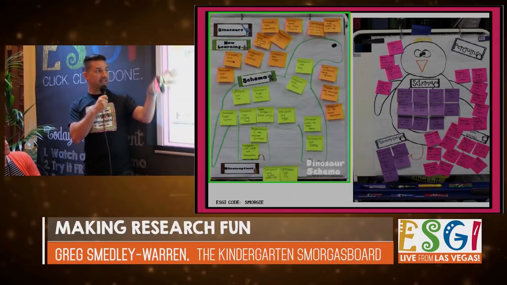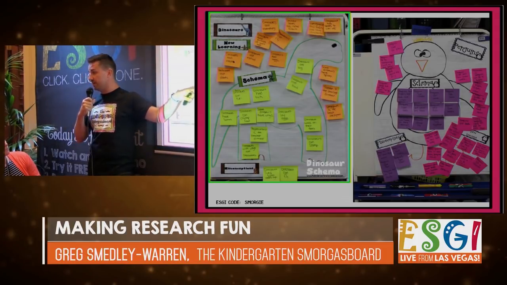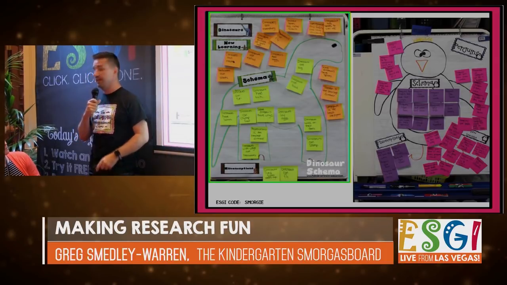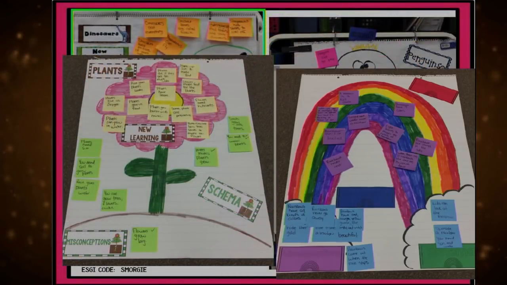And so at the end of the research project, we go back to our schema, we read over all of the schema, and we talk about whether our thinking was right, and if it's not, if it's a misconception, we fix that thinking and then we move it to the misconception. So that's what our schema maps are. So there's the one for plants, rainbows. And so then those stay up in our classroom all year as a visual reminder.